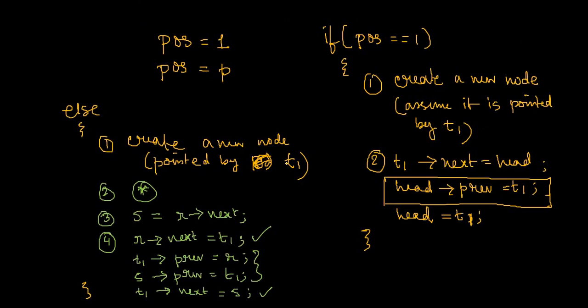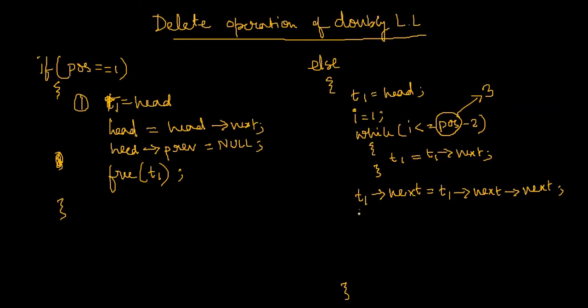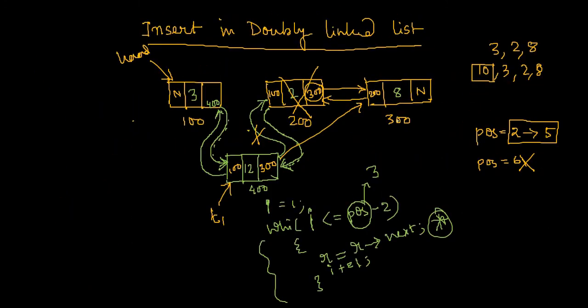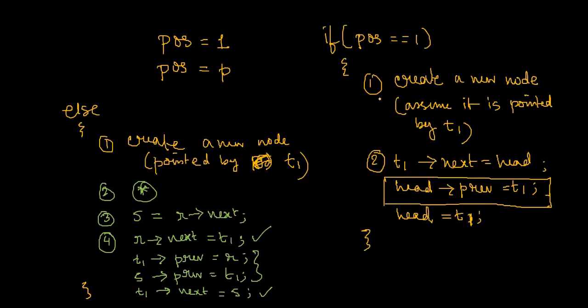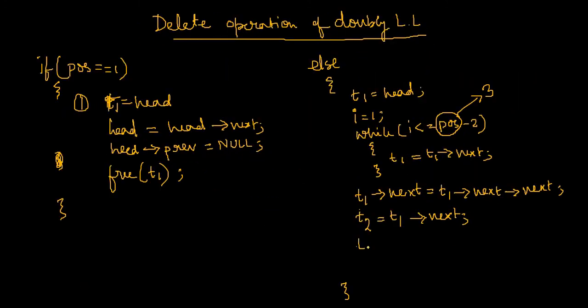So that means somehow I should use one more variable, say T2 equal to T1 next. So that means now after executing this first line, T1 next means the last node in the linked list, this one, right? So that means now T2 will point to this node. So if I am able to point to this node by a pointer, I can easily access the prev part of the node. So now what I will write?